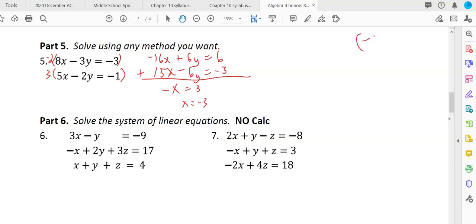So I know my answer is negative 3 comma something. Now I'm just going to plug into one of those equations. For x is negative 3, it'd be negative 15. I plug it right there, minus 2y equals negative 1. So negative 2y equals 14. And then divide by negative 2. Get y equals negative 7.